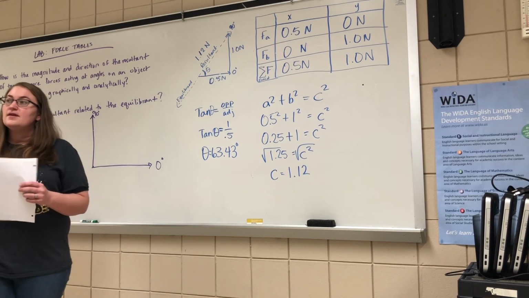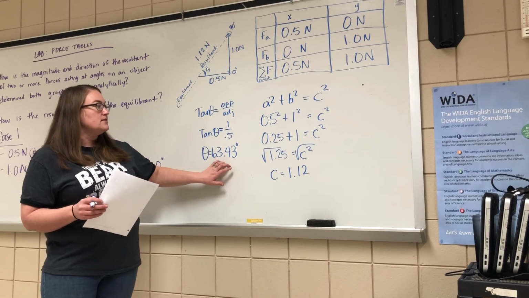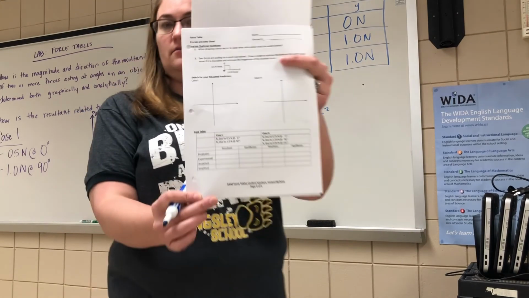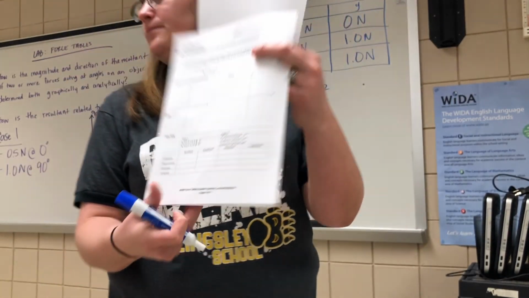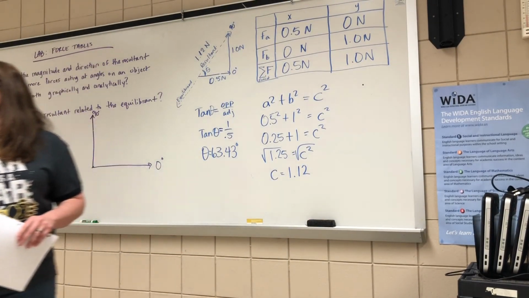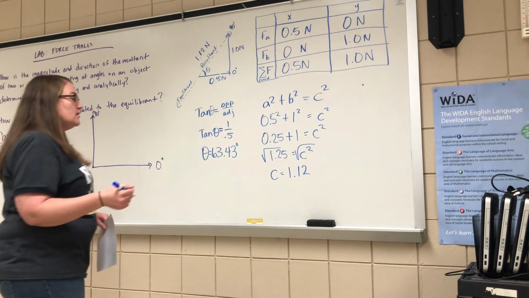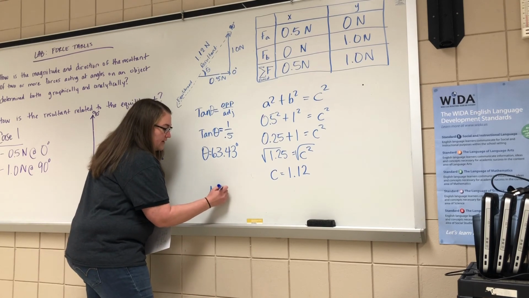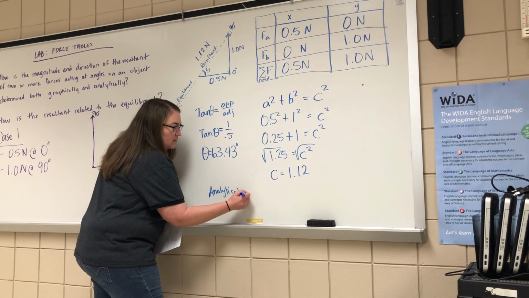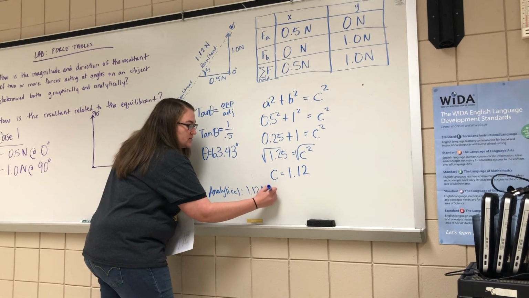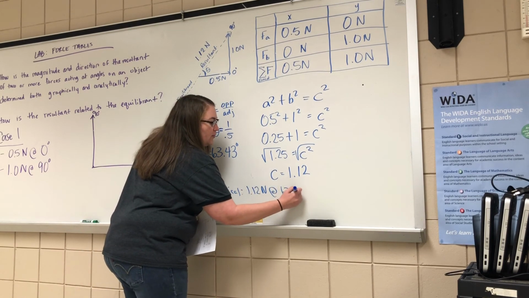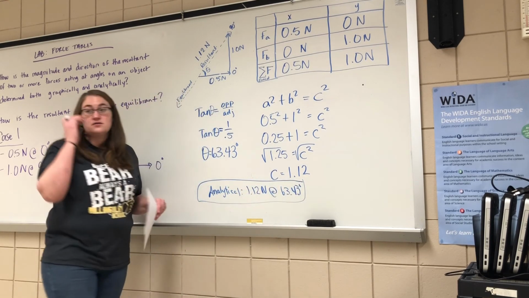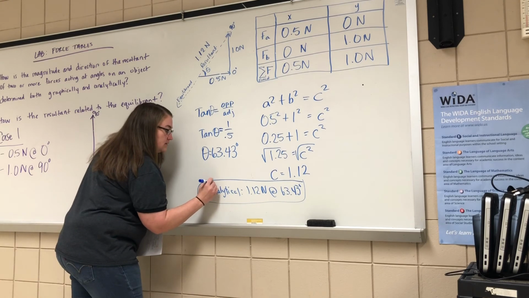So if this is my resultant, in your box on your chart, that data table at the bottom, where it says the resultant analytical for case 1, you're going to have that 1.12 newtons at 63.43 degrees. That's what you're going to have in that box. That's for your resultant.